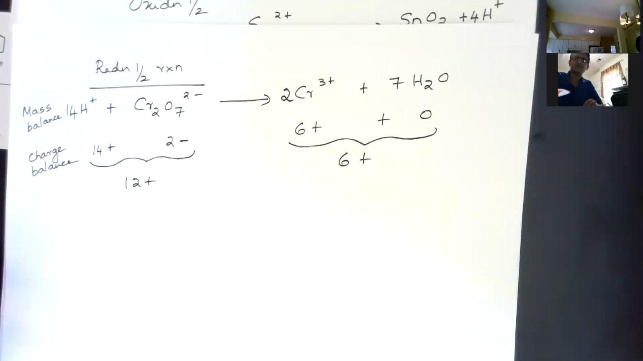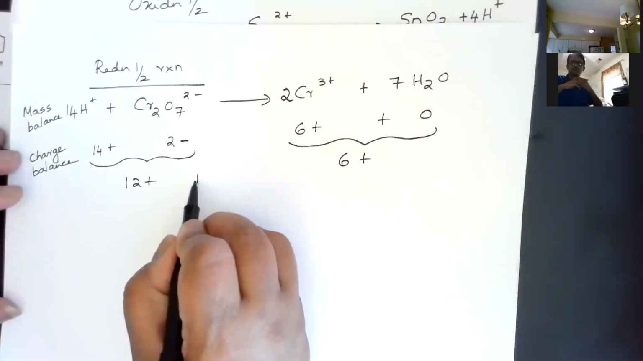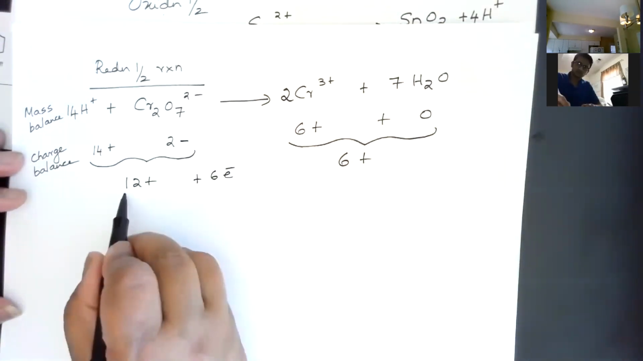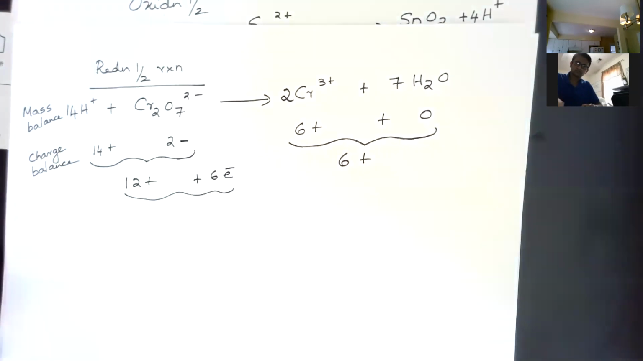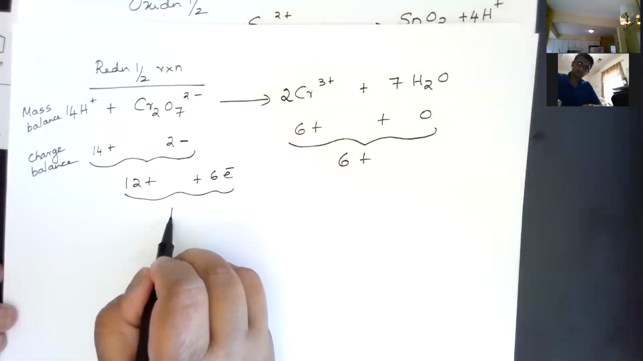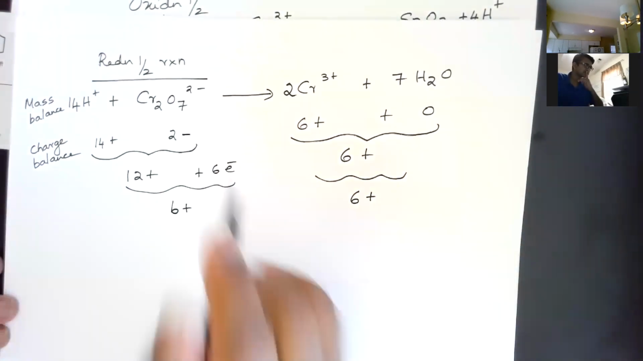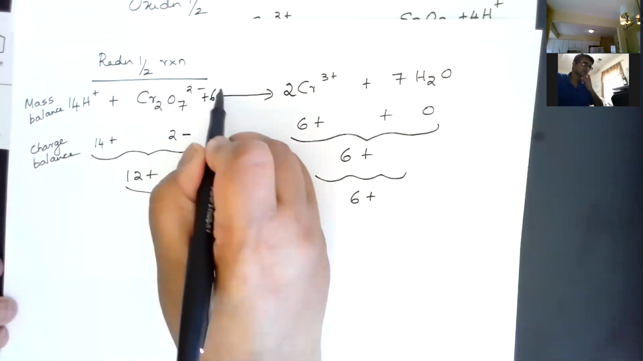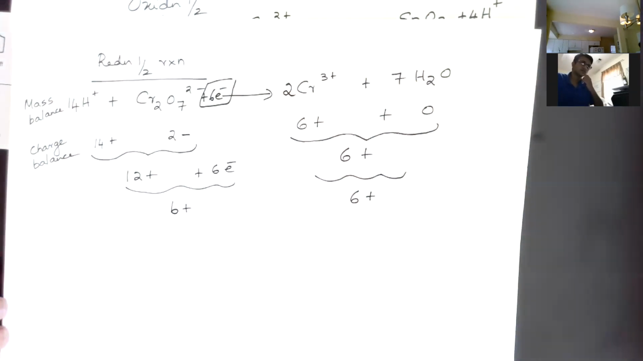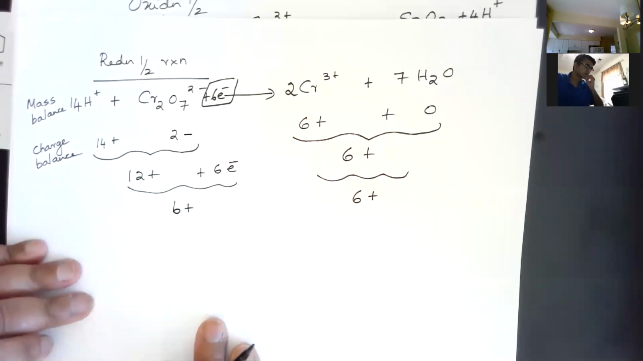Dr. Mary, in this case, wouldn't we try to get +6 on both sides? Yeah, how will you get +6? What should you do to get +6 is my question. Add 6 electrons to the left side. Okay, so you cannot get the balance until you add the electrons. Okay, so I'm going to put 6 electrons here. And now I have a balanced reduction half reaction.